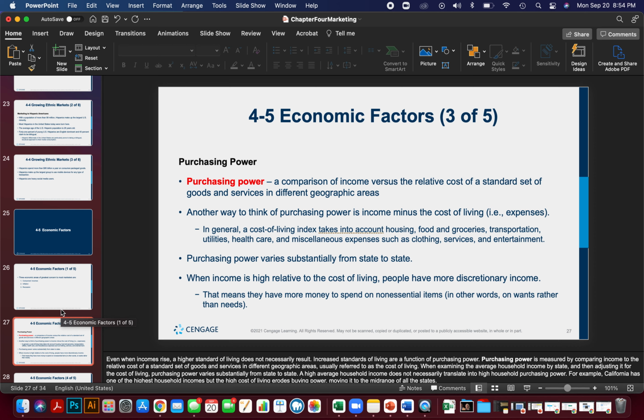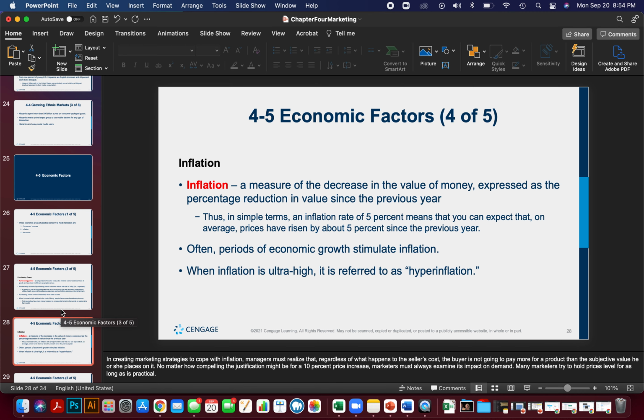Purchasing power is a comparison of income versus the relative cost of a standard set of goods and services in a certain geographic area. Purchasing power varies substantially from state to state, community to community. And when income is high relative to the cost of living, people have more liquid cash or discretionary income to spend. Inflation is a measure of decrease in the value of money expressed as a percentage reduction in value from the previous year.